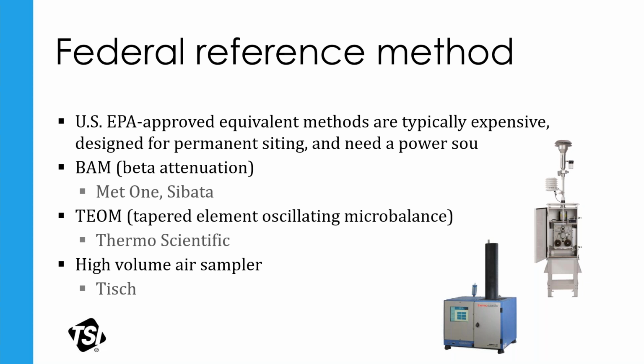which actually collects the dust sample running through the meter. The TOM is the oscillating kind of glass tube, also another method for federal reference, and then some like the high volume air samplers, companies like Tisch have those. Again, all highly accurate instruments. Again, they tend to be a little more cumbersome, not as mobile, but they give you really good information.